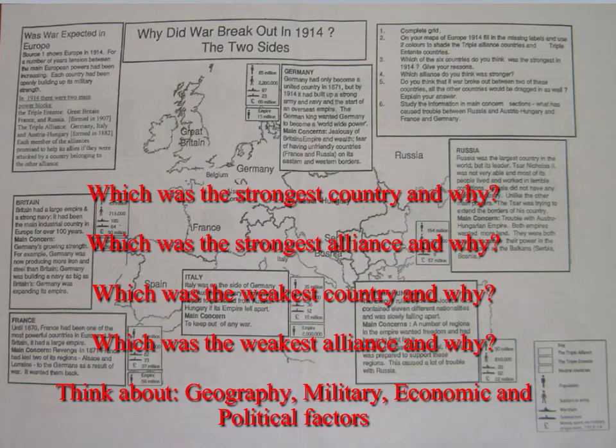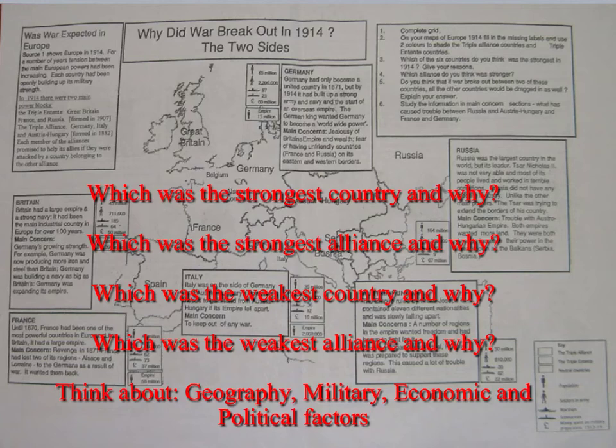Your next task is to pull all of this learning together using the map, using your understanding of alliances and gangs, and using your knowledge about the strengths and weaknesses of each country. You will now need to answer each of the 4 following questions, and do so please in full sentence answers. Which was the strongest country in Europe and why? Which was the strongest alliance and why? Which was the weakest country and why? Which was the weakest alliance and why?